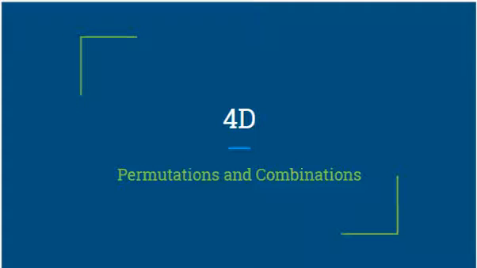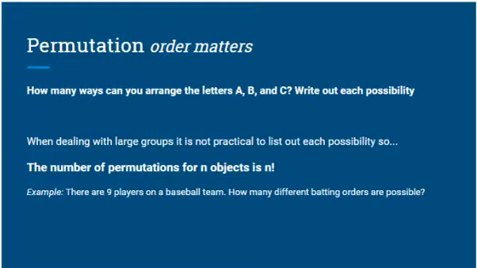For D, we're going to look at permutations and combinations, okay? So if it's a permutation, it means the order matters. I'm picking a group of objects, and the order that I place them in matters. So how many ways can you arrange the letters A, B, and C?